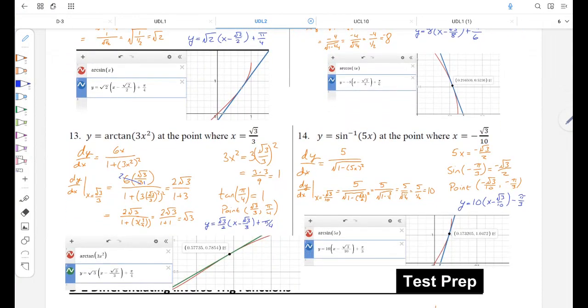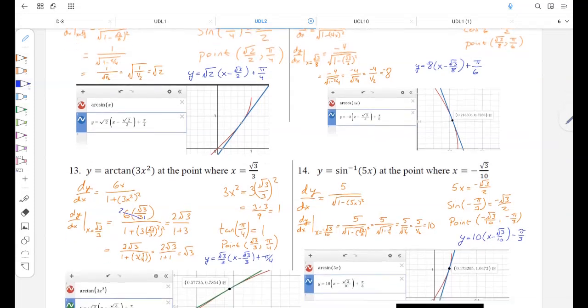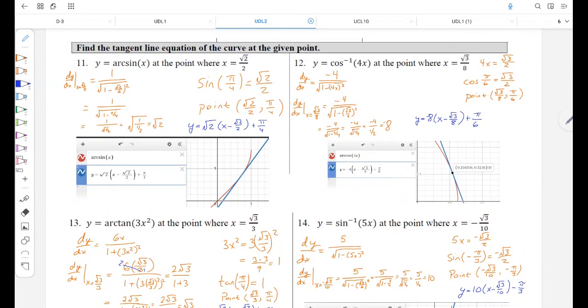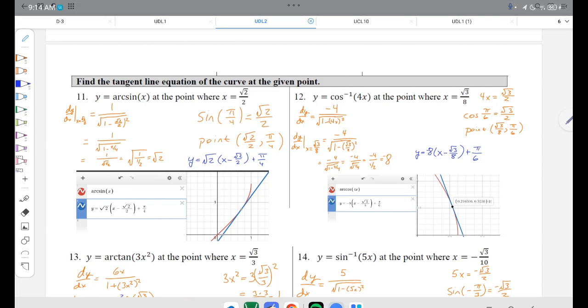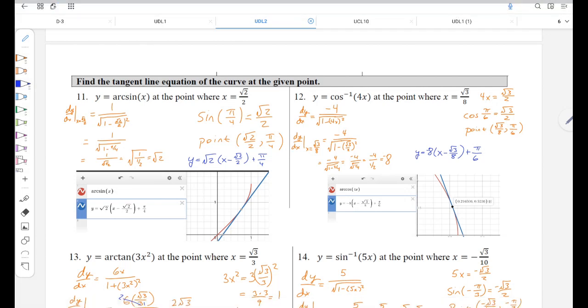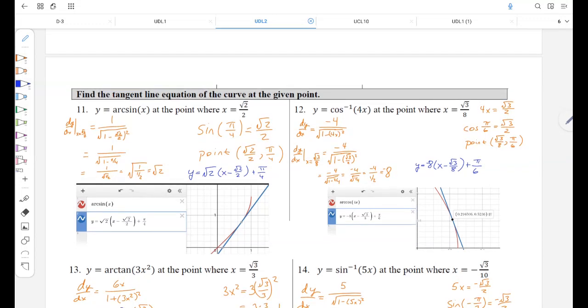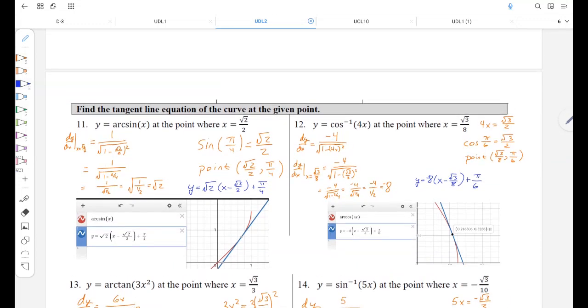Go ahead and take a look at the other ones. Number 11 is relatively straightforward because the argument is x. Oh, I'm showing you my answers. That's awful. But I'm posting my answers online anyway. So anyway, just be really careful with number 13 and number 14 because they have different arguments. But if you follow those steps, you should get the right derivative each and every time.